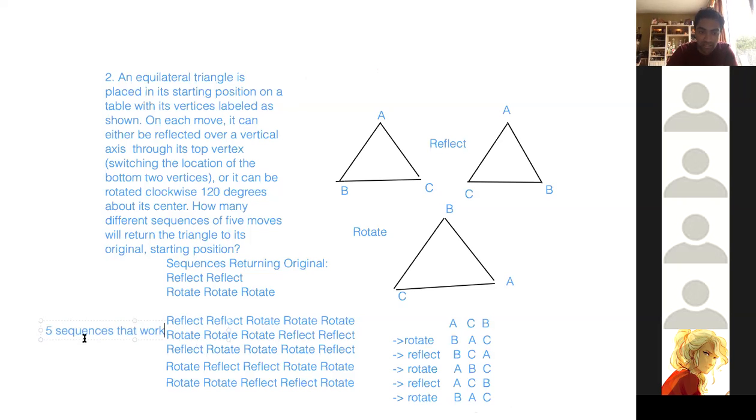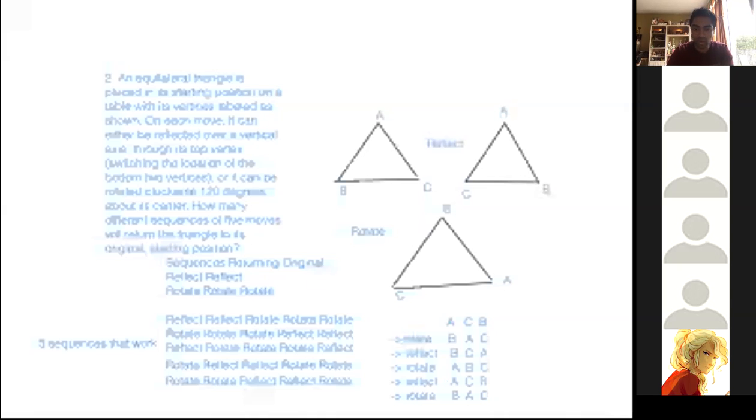Does this make sense? Any questions on this? Okay, let's move on to the last question.